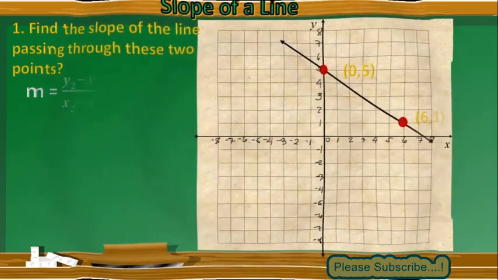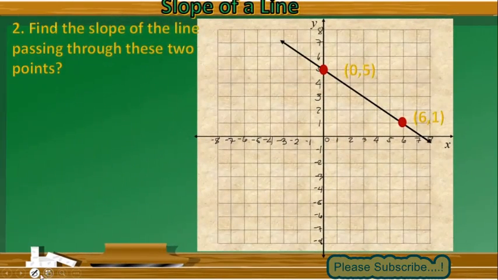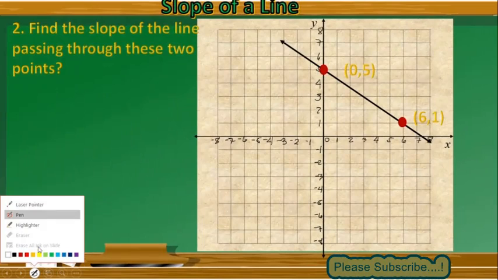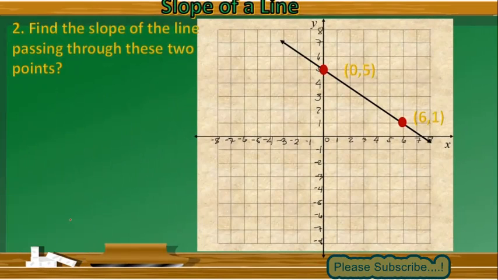Next number. For this number 2, our graph is like this. Let us label this one. This is our P1. This is our P2, point 2. This is our Y sub 1. This is our X sub 1. This is our X sub 2. This is our Y sub 2.